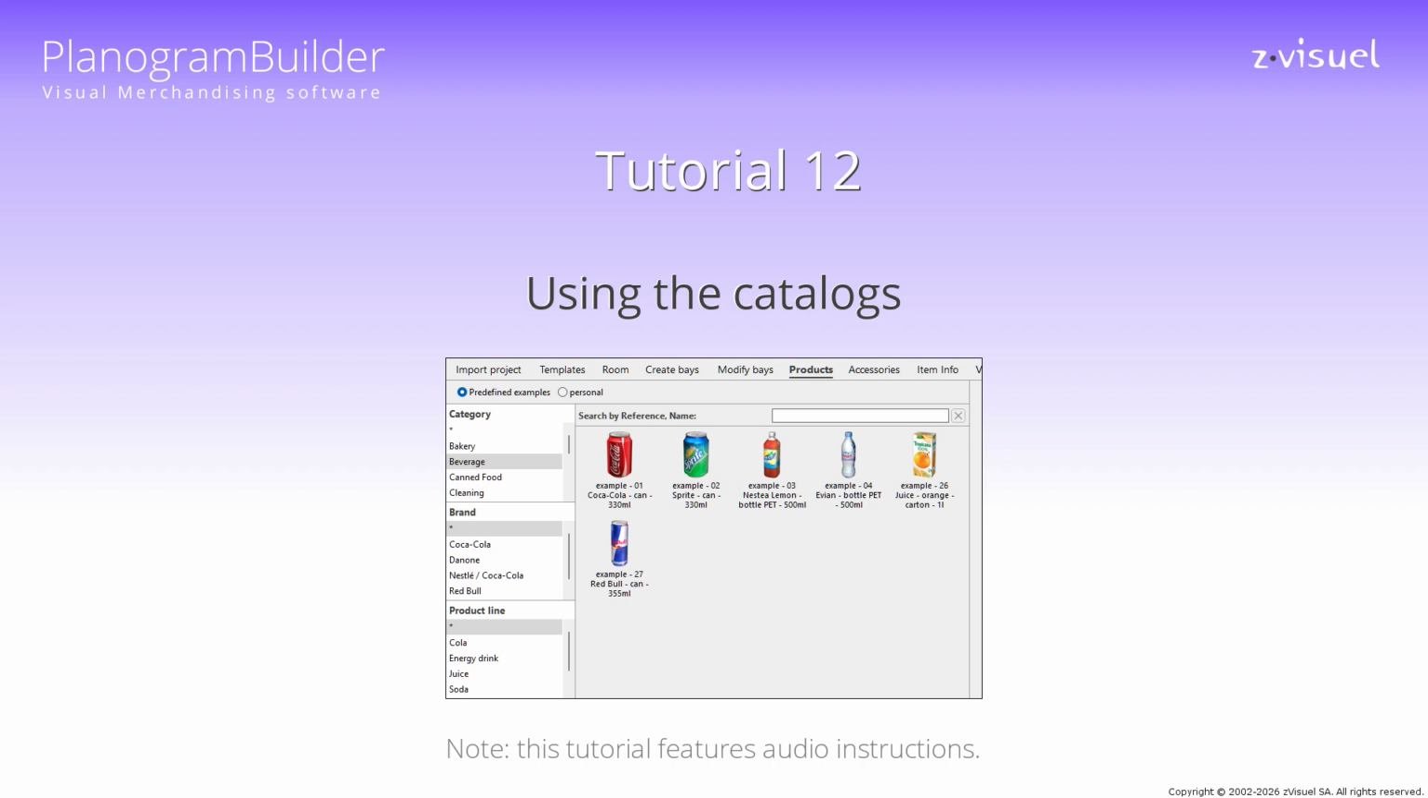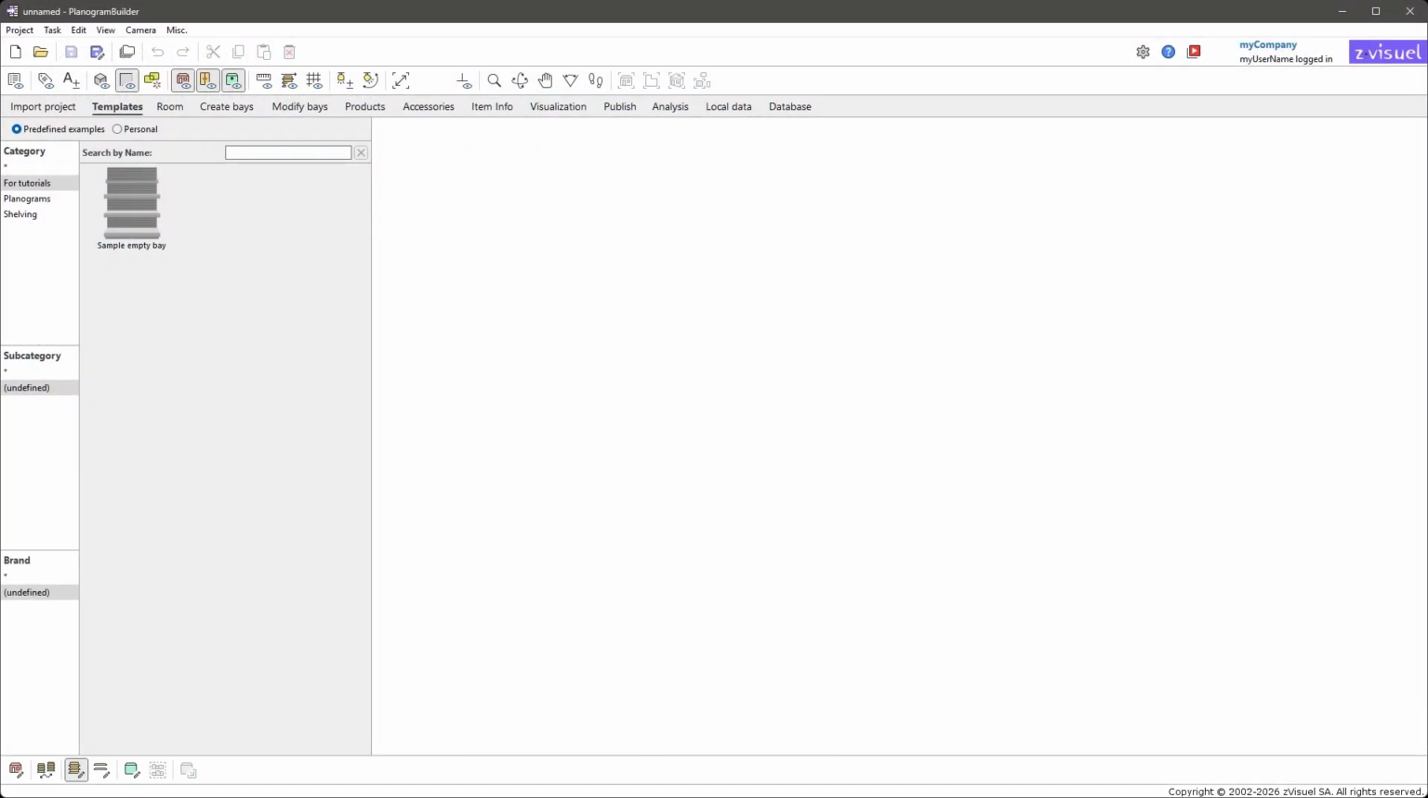PlanogramBuilder Tutorial 12, Using the Catalogs. In this tutorial, you will learn how to find products and accessories in their respective catalogs. Click on Products to access this task.